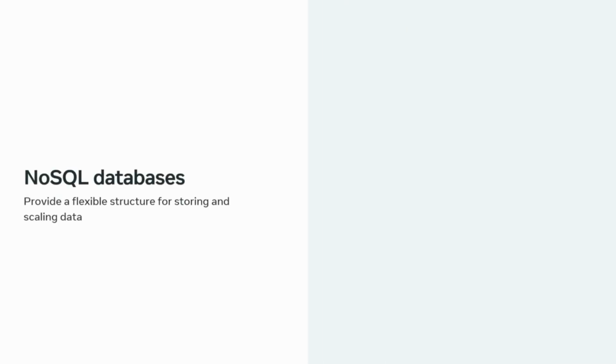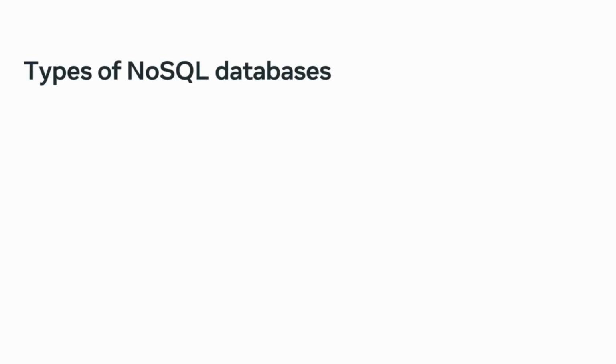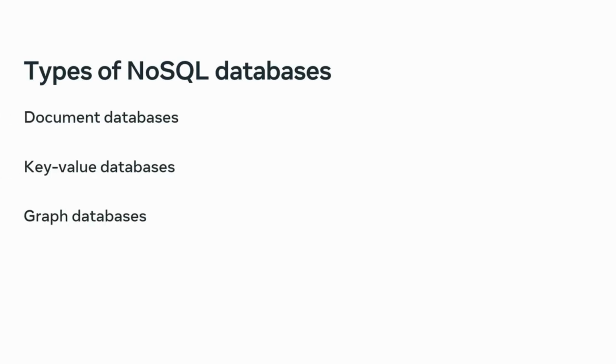NoSQL databases are a type of database that store data in a variety of different formats. Essentially, they provide databases with a flexible structure. This makes scaling easy by facilitating a change to the database structure itself without the need for complex data models. NoSQL databases are used by social media platforms, the Internet of Things, artificial intelligence, and other applications that generate massive amounts of unstructured data. Types of NoSQL databases include document databases, key-value databases, and graph databases.